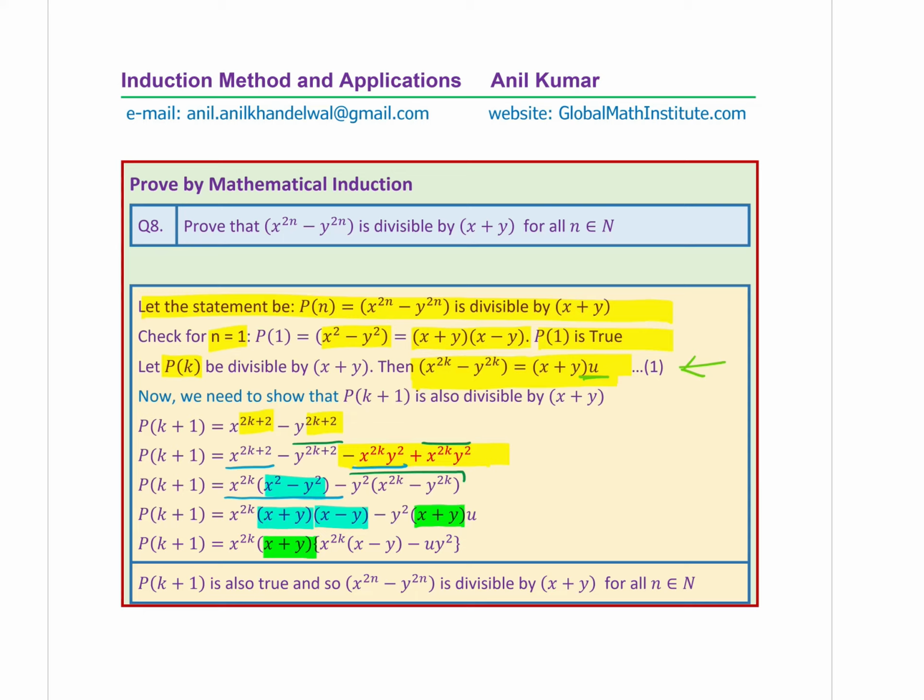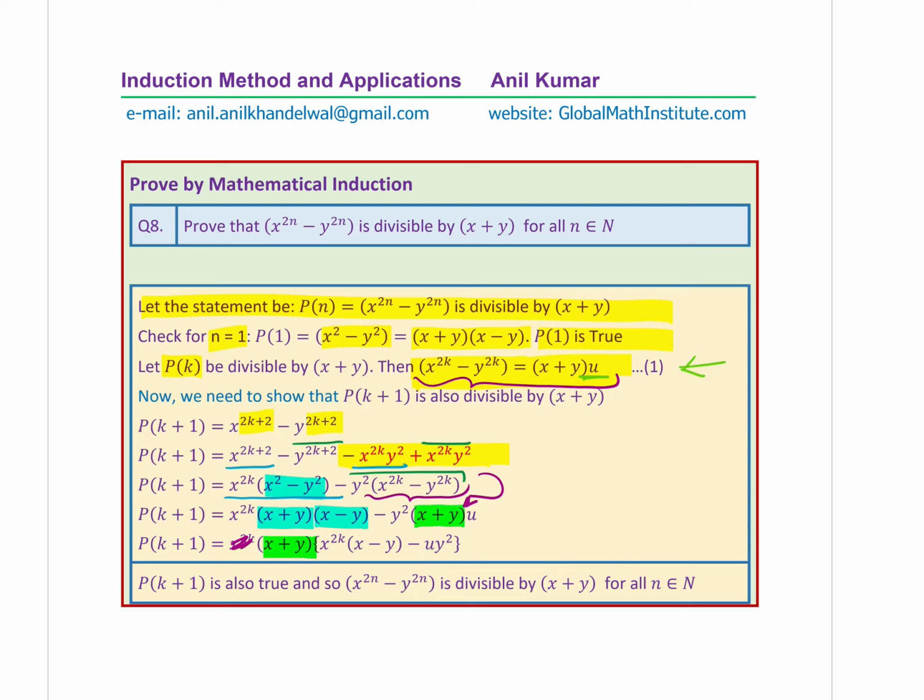So x plus y has been taken as a common factor between these two. One more step in between: our assumption was that x to the power of 2k minus y to the power of 2k is x plus y times u. Therefore, this particular term has been replaced by x plus y times u. Do you get that step? Now x plus y is a common factor, so we have taken x plus y as a common factor. Once you do that, what you get inside the bracket is x to the power of 2k times x minus y, minus u times y squared. That's what you get.